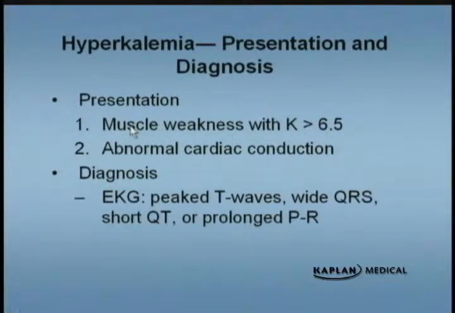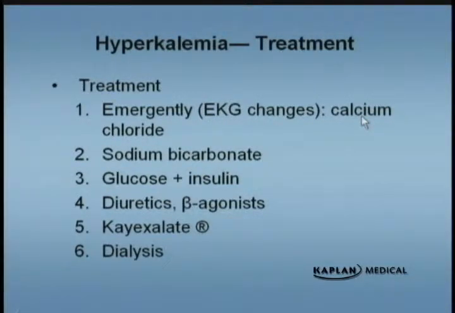Hyperkalemia happens with muscular and cardiac effects. How do you die? Potassium kills you with muscular and cardiac effects. If you have peaked T waves, the best initial therapy is calcium chloride and calcium gluconate. Calcium chloride and calcium gluconate do not lower potassium levels in the blood. Calcium chloride and calcium gluconate protect the heart.